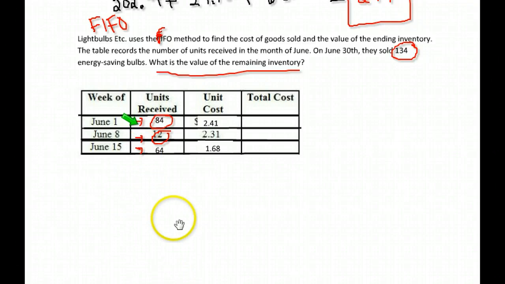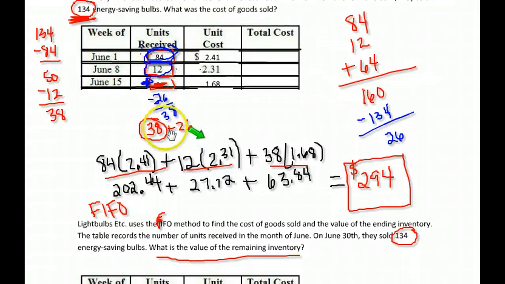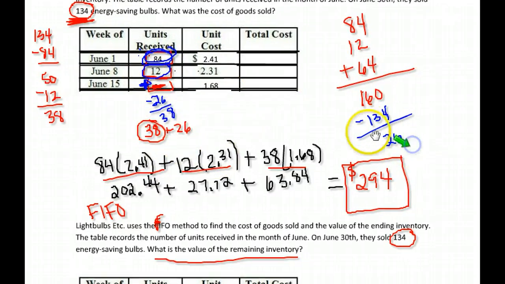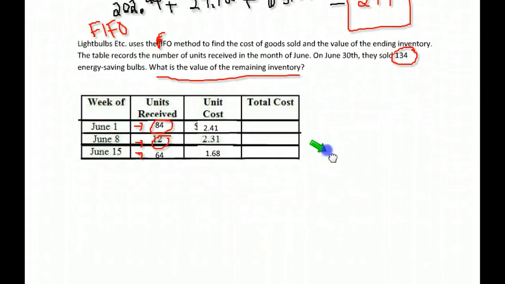So if we go back up here to our work up above, since this is the same table, same situation, we take a look and we remember we had 26 left over, because we bought a total of 160 and sold 134 of them. So there were 26 left over.